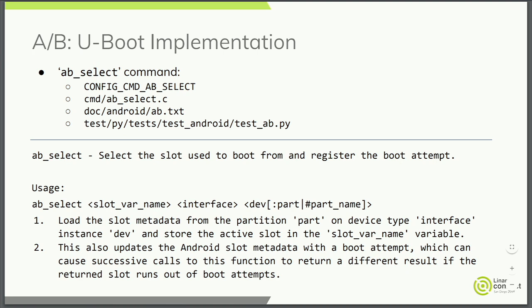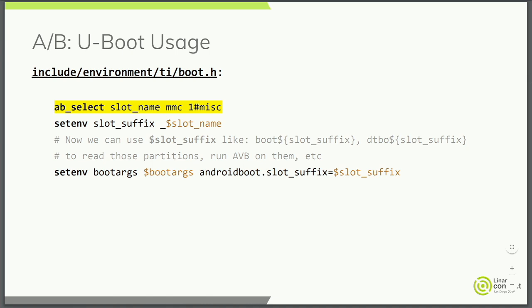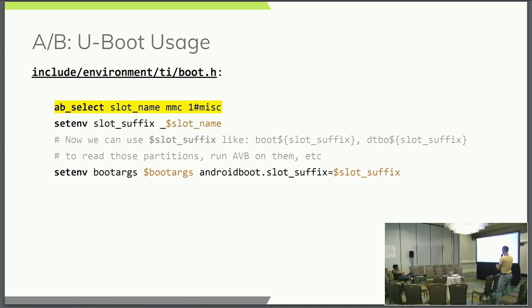So thanks to Ruslan Trofimenko, who implemented this command. This command was originally implemented by Google engineers and then ported by Ruslan to upstream U-boot. So now we have this ab_select command. It has documentation, it has unit tests in U-boot, and the usage is really simple. You just run this command providing some variable name, and this command will figure out which slot to use to boot your system, and it will store it in this variable, and you can use it like this. So you run ab_select, storing the slot name A or B in this variable.